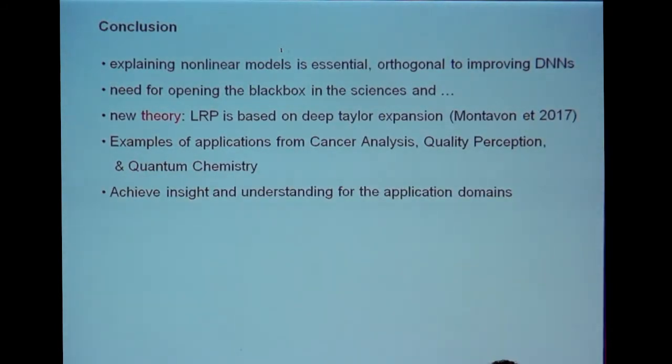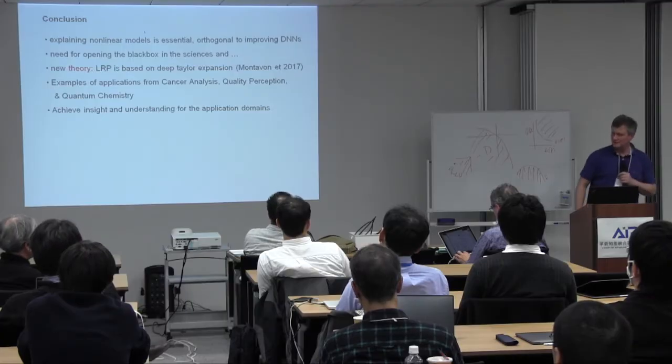I conclude my talk by reminding you that explaining models is important. It's orthogonal to improving neural networks, but it's actually quite useful for improving them. And I think you've said that before in the morning. It's very important to open the black box for the sciences, because we have to take some responsibility for our methods. LRP is a new theory that I point you to. Applications have been on cancer analysis and quantum chemistry. I forgot to delete this part. Didn't have time for this. My goal is to achieve some insight and understanding with which we can push forward the knowledge in these application domains. Thank you very much for your attention.